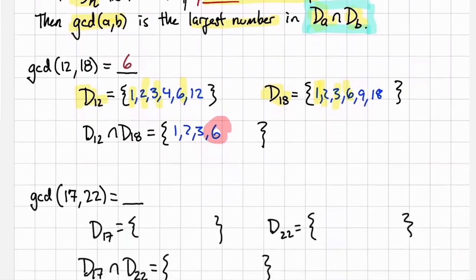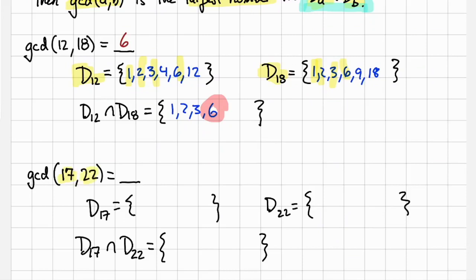Let's do another example. Let's find the GCD of 17 and 22. The divisors of 17 are just 1 and 17. The divisors of 22 are 1, 2, 11, and 22. The only element that's in both sets is 1, so that is the GCD of 17 and 22.